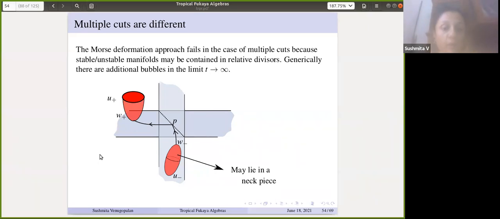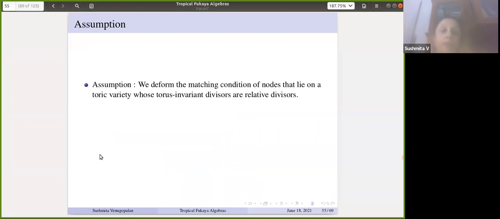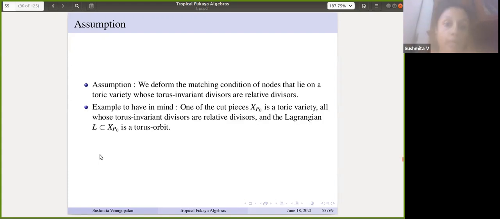So now I'll set out to describe how we achieve the split form. We make a few assumptions. We don't do this in full generality. We assume that the nodes lie on toric varieties and the torus invariant divisors are relative divisors. The example to have in mind is that one of the cut spaces is a toric variety, so that automatically all the nodes map to its divisors or their intersections. So all of those are toric varieties. And the Lagrangian is a torus orbit in this space.